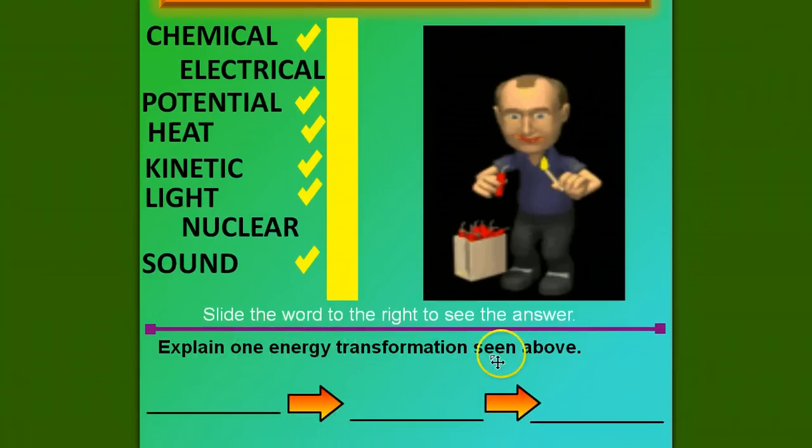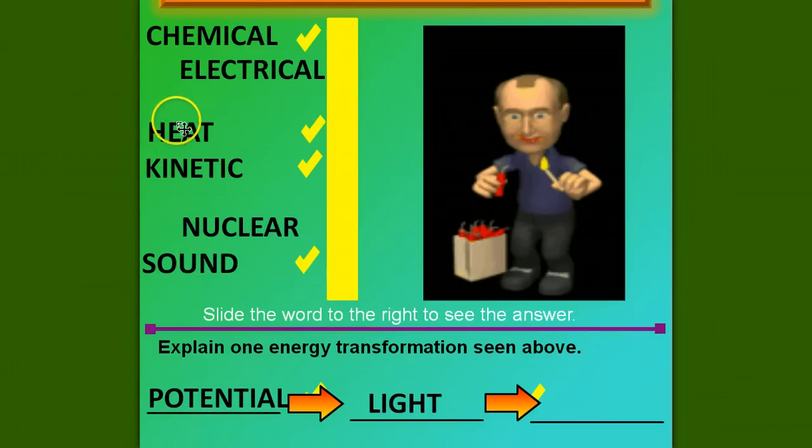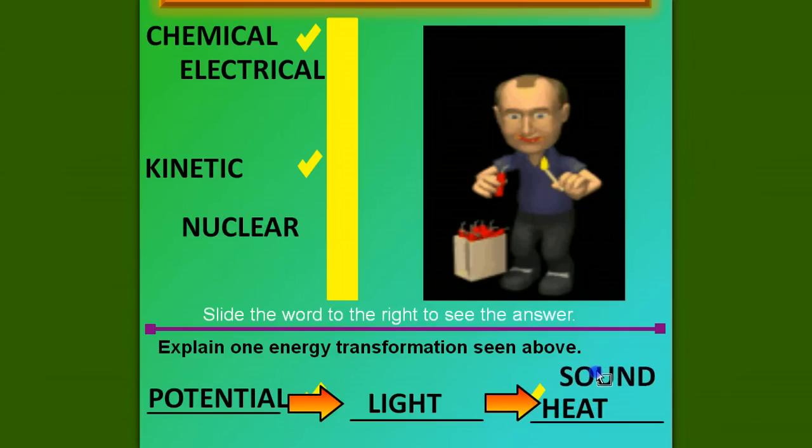Explain one energy transformation seen above. Well, I think that he starts out with potential energy and then it changes into light energy when he lights the match, and then it changes into heat energy and sound when it goes boom. So I'm going to put heat and sound together. Awesome! Now you try the next one.